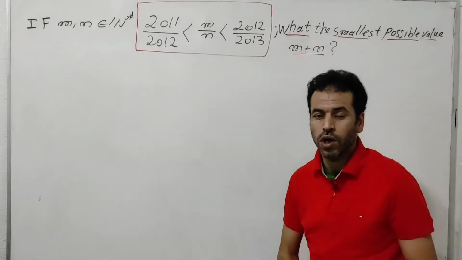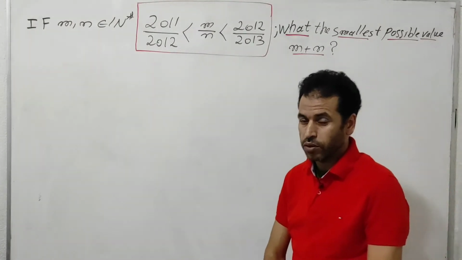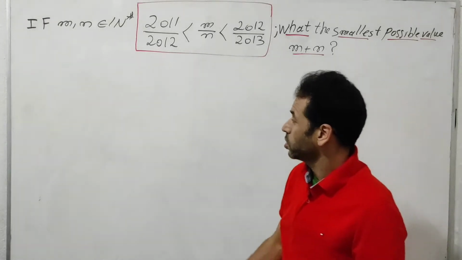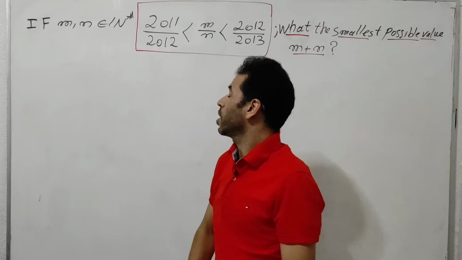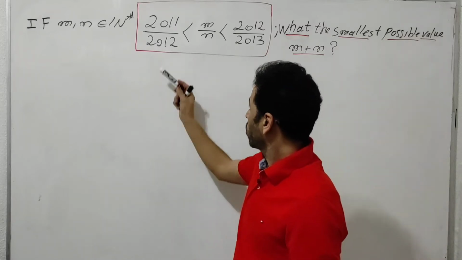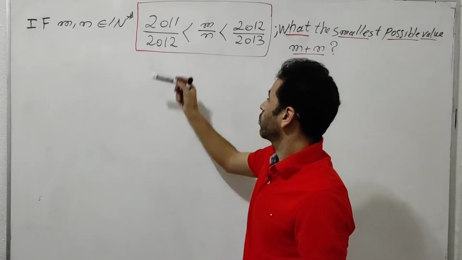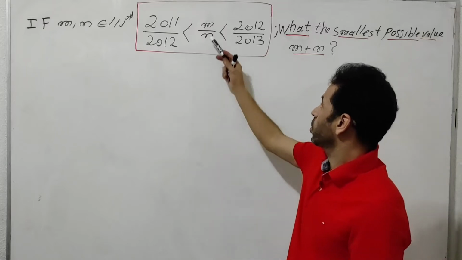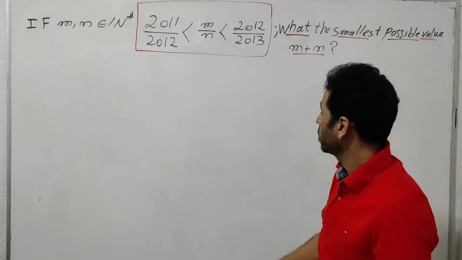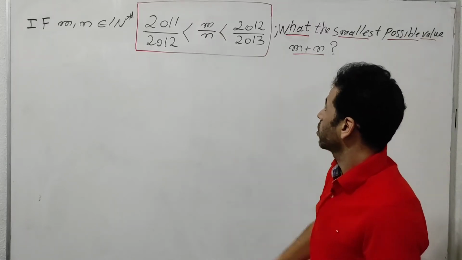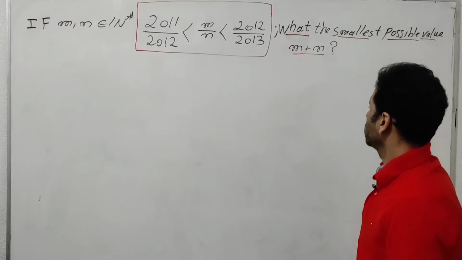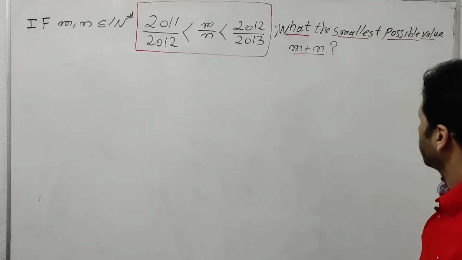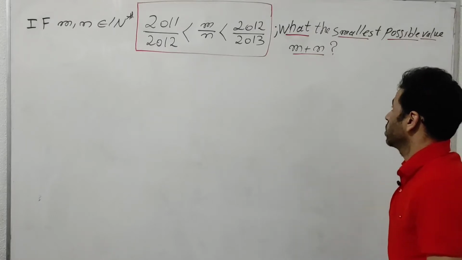Hi, in today's video I would like to introduce you to a very nice problem. Here is the condition. If we have m and n as positive integers, and the quotient 2011 over 2012 is strictly inferior to the fraction m over n, which is strictly inferior to 2012 over 2013. The question: what is the smallest possible value of m plus n?